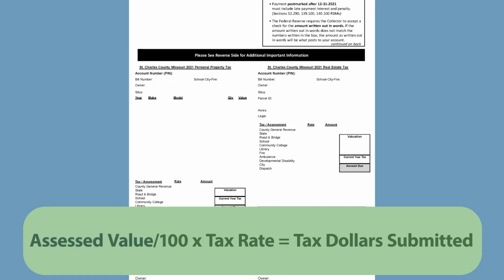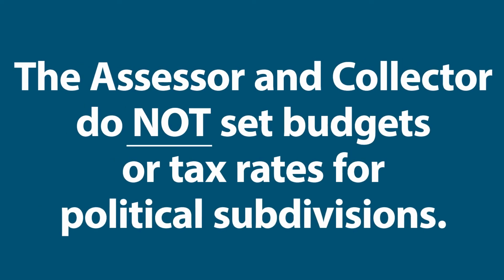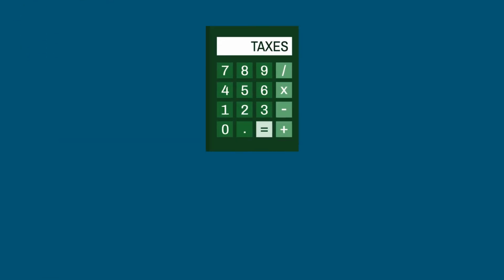The assessor determines the assessed value, which is divided by 100, and is then multiplied by the tax rate set by political subdivisions. This amount equals tax dollars submitted to the Collector of Revenue to be distributed to the various entities listed on the bill. The assessor and Collector of Revenue are not responsible for setting budgets in political subdivisions and are not responsible for establishing the tax levy or tax rate of individual political subdivisions.